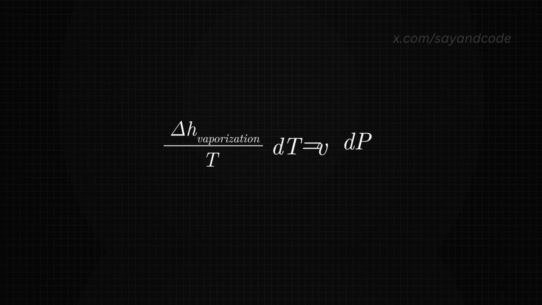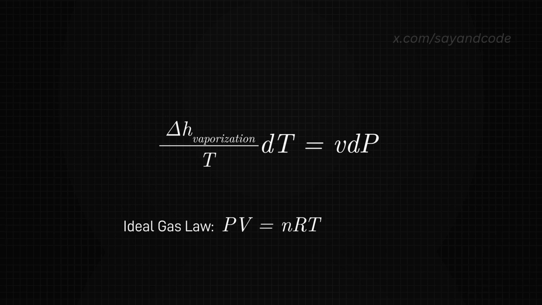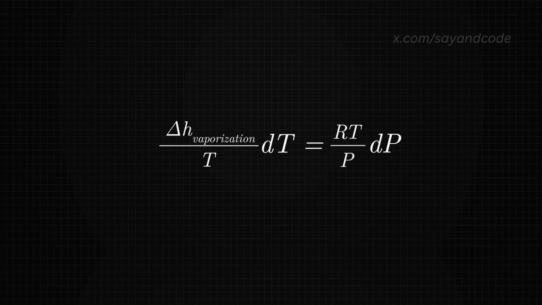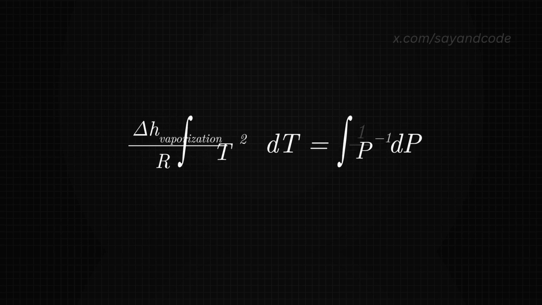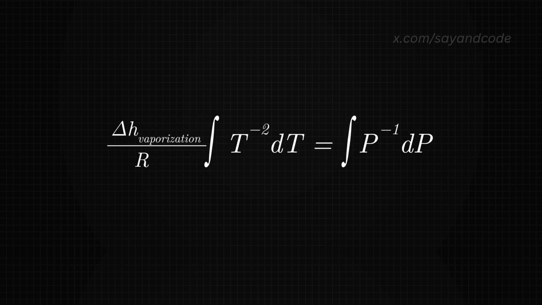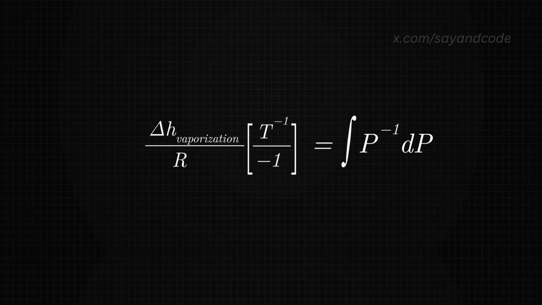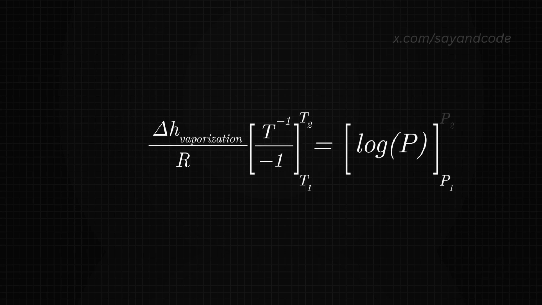We can now rearrange this equation, in order to integrate. Since from the ideal gas law, PV is equal to nRT, or pressure into specific volume is equal to RT, we can substitute V as RT by P. Rearranging again, we can integrate this equation. Taking the constants out, we get delta H by R, into T raised to minus 1 by minus 1 from T1 to T2, is equal to ln P from P1 to P2.